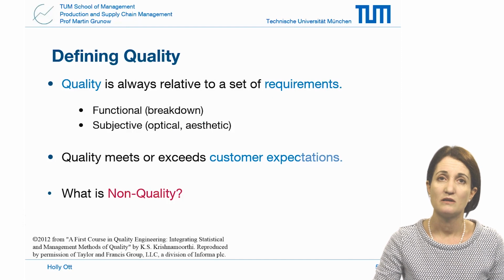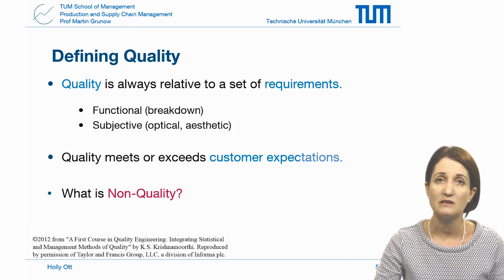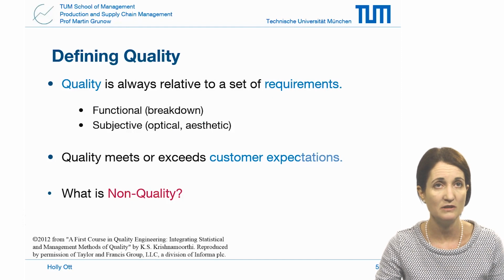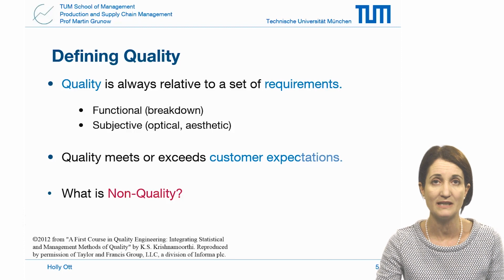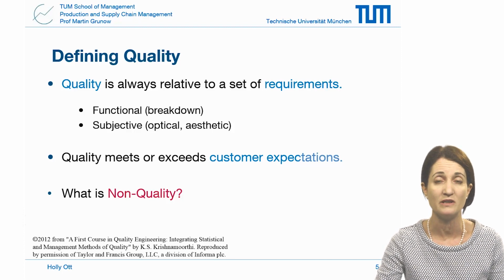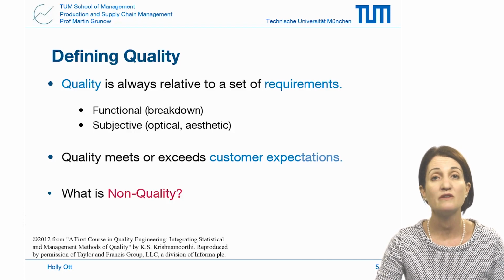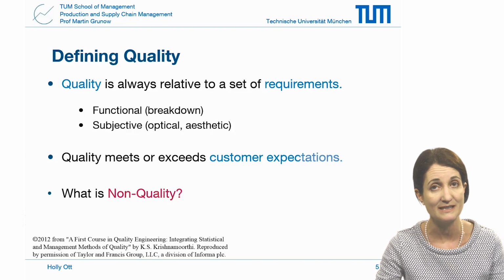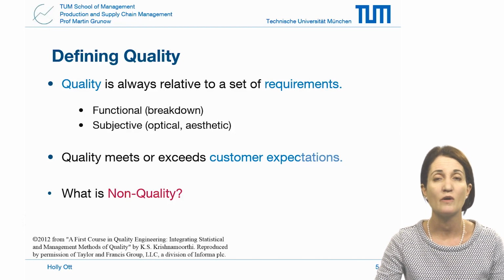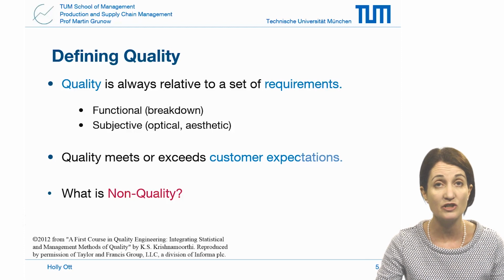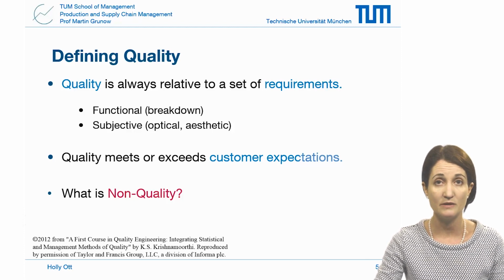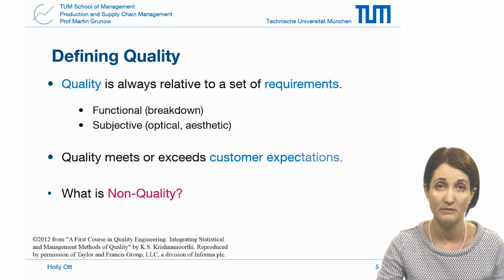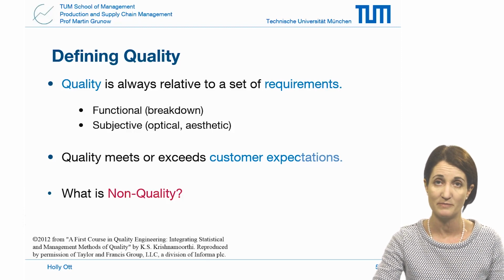And as we said, quality is going to be relative to the set of requirements. So we have functional requirements. For example, if it doesn't meet those limits, there will be a breakdown, a loss of function. And then we have subjective requirements, aesthetic and optical requirements that aren't essential to the function of the product, but could have very important quality aspects. And as we said, quality must meet or exceed customer expectations.